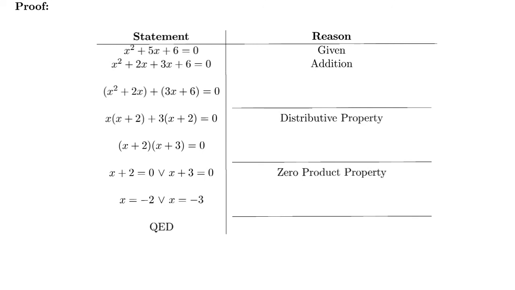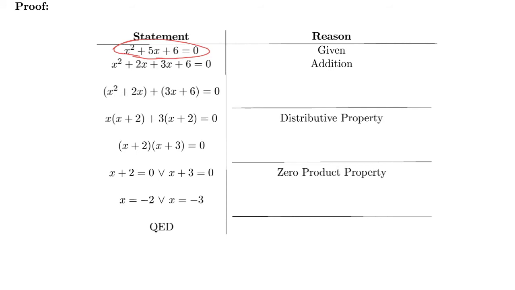Okay, so we start off with what we're given, which is that equation there, x squared plus 5x plus 6 is equal to 0. That's given to me. So now what I'm going to do is rewrite 5x as 2x plus 3x. Now, this isn't so much a property of the equation. This isn't an equivalence property so much as this is just a statement of arithmetic, okay? 2x plus 3x is 5x.